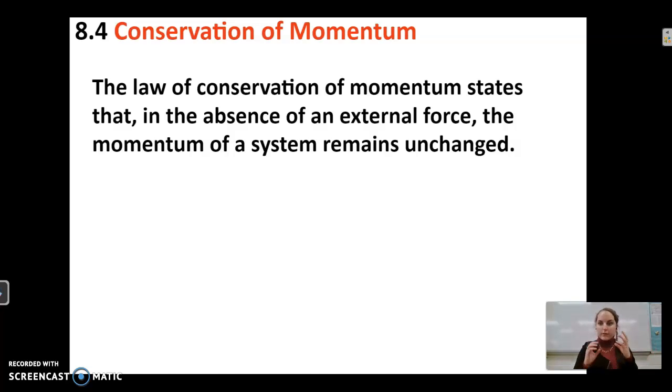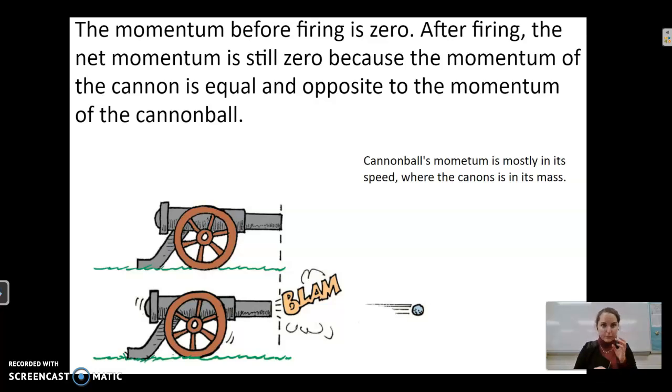So this is a great example because the momentum that you are starting out with, your initial momentum, is equal to your final momentum. Okay, so the momentum after you fire the cannon. And this is all due to the conservation of momentum because your forces are all internal to your system. There's no external forces here. The momentum that you start with is what you're going to end with.